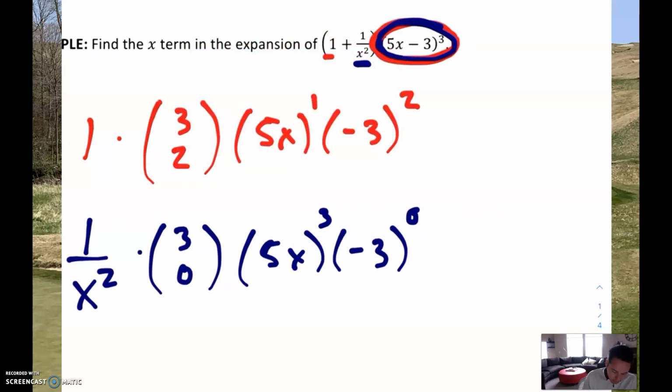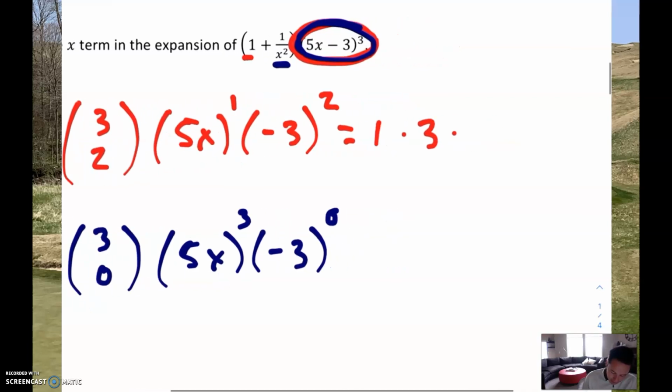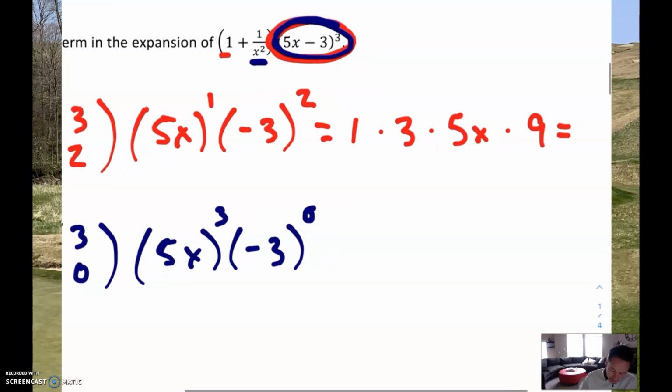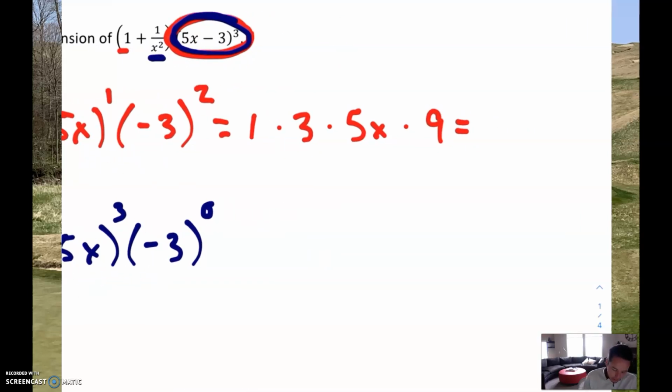For the first one, you have 1. We have 3 choose 2 is 3. 5x to the 1st is 5x. And negative 3 squared is a 9. And if you multiply all of this out, 1 times 3 times 5x times 9, that gives you 135x.